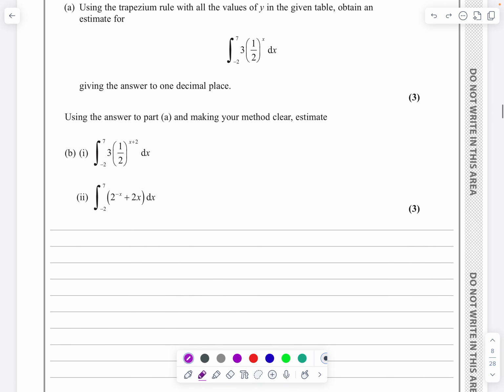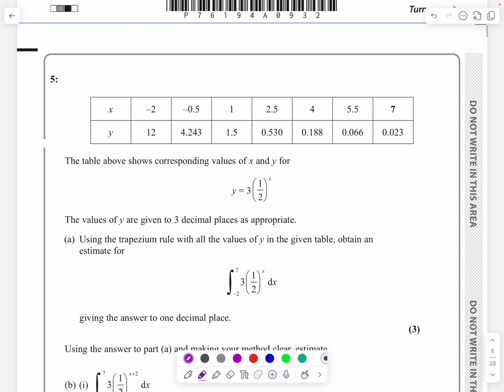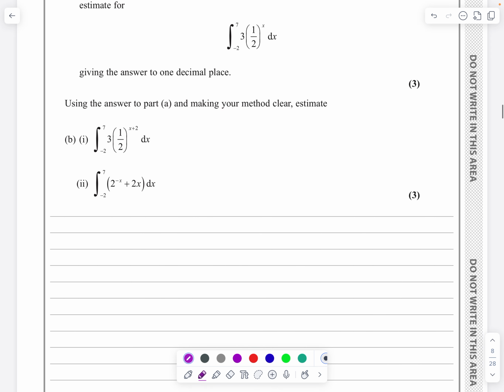So let me just tell you what my values are. That's y0, y1, y2, y3, y4, y5, and I'm going all the way up to y6. And my d, my distance between each value here, is going to be 1.5. It's a constant all the way through. So for part A, an estimate of the integral between 7 and -2 of 3 to the 1/2 x dx is given by my version of the trapezium rule.